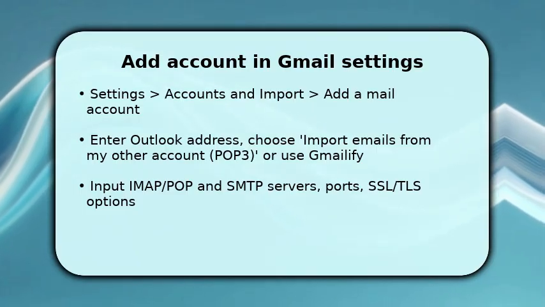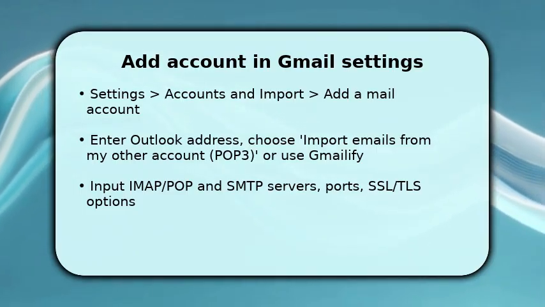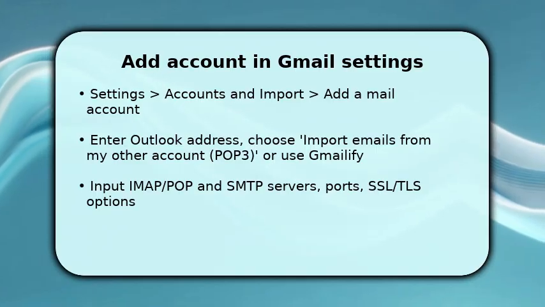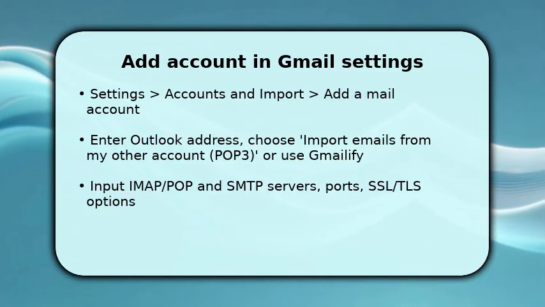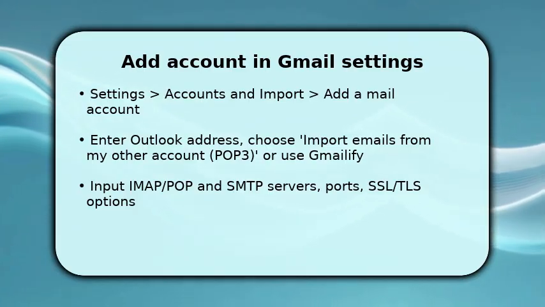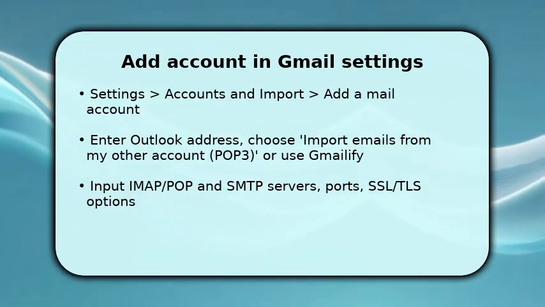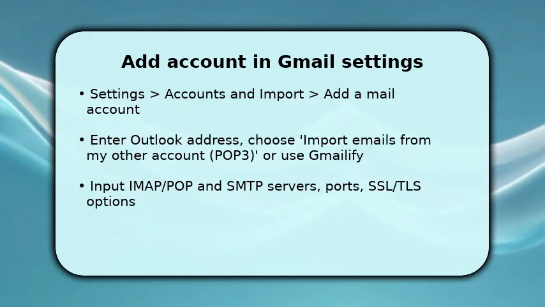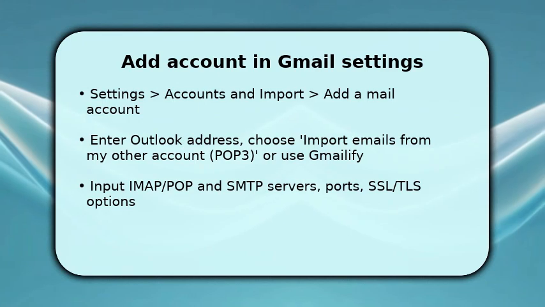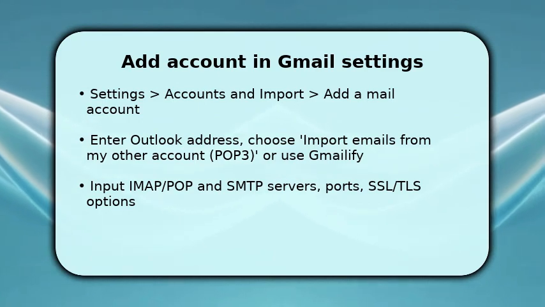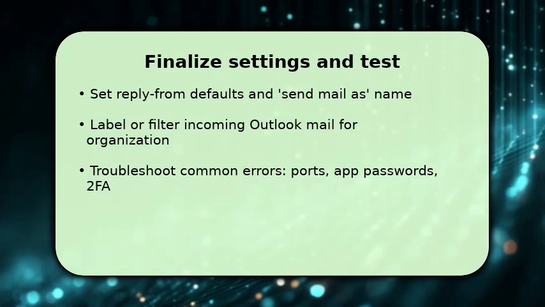Next, enter the server names, ports, and SSL/TLS choices exactly as Outlook specifies. Incorrect ports block sync. Make sure the SMTP credentials match the Outlook account so outgoing mail uses that address. Once connected, you finalize by configuring Send mail as so replies come from the Outlook address, and set a default if needed. This preserves identity.